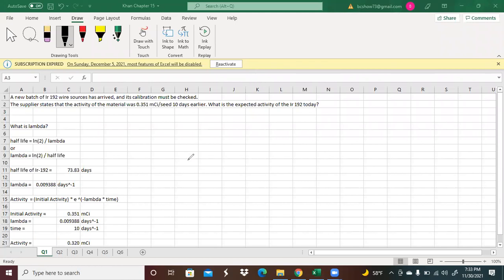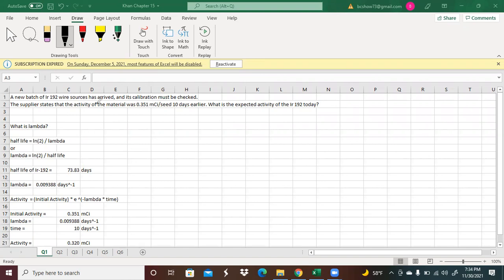So the question is up at the top. A new batch of Iridium-192 wire sources has arrived, and its calibration must be checked. The supplier states the activity in the material was 0.351 millicuries per seed 10 days earlier. What is the expected activity of the Iridium-192 today?